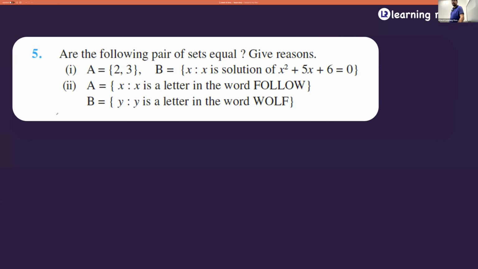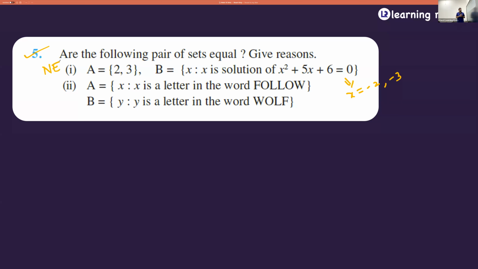Okay. So we'll do one last problem. Fifth one. Are the following pairs of sets equal? A is equal to {2, 3}. B is equal to {x such that x is a solution of x square plus 5x plus 6 equals 0}. So here you will have x is equal to minus 2, minus 3. They are not equal. Right?